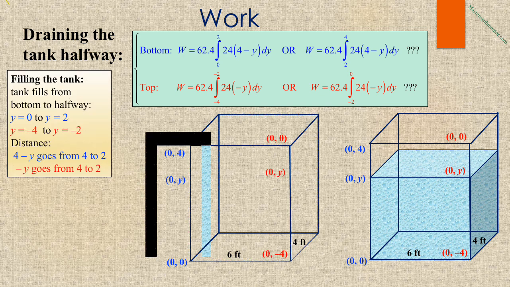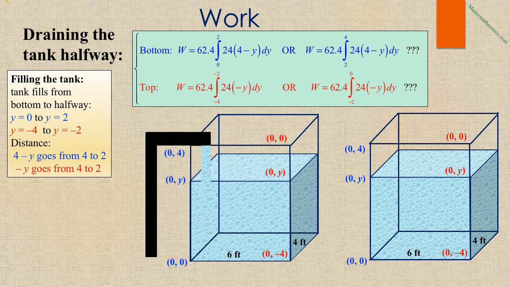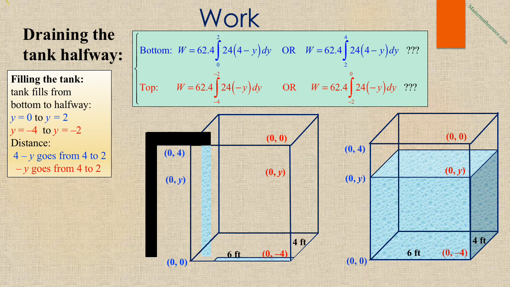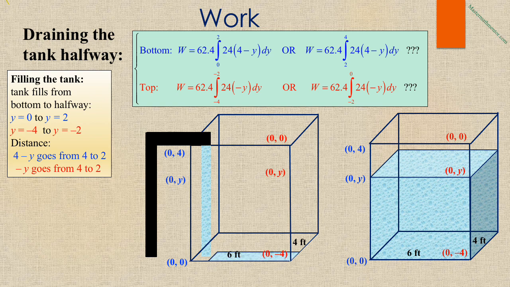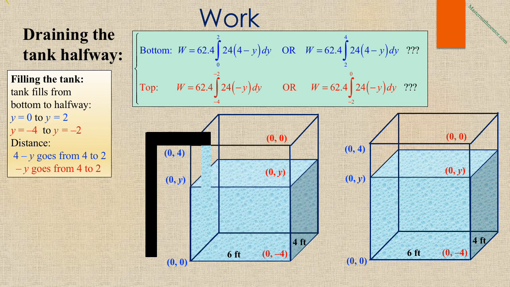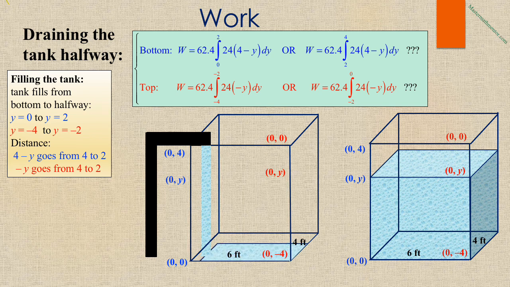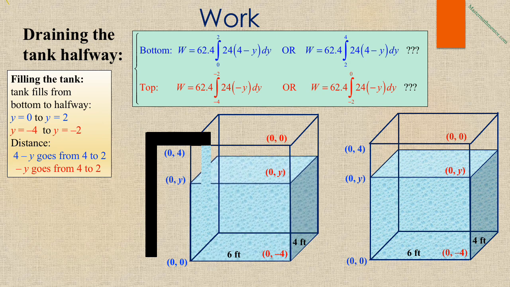In order to better understand this, let's consider filling the tank halfway. To do so, we will put in a hose connected to a water source as shown. The water obviously fills from the bottom, from y equals 0 to y equals 2, or if you want, from y equals negative 4 to y equals negative 2. No matter where we place the origin, the distance that the water travels when filling goes from 4 to 2.